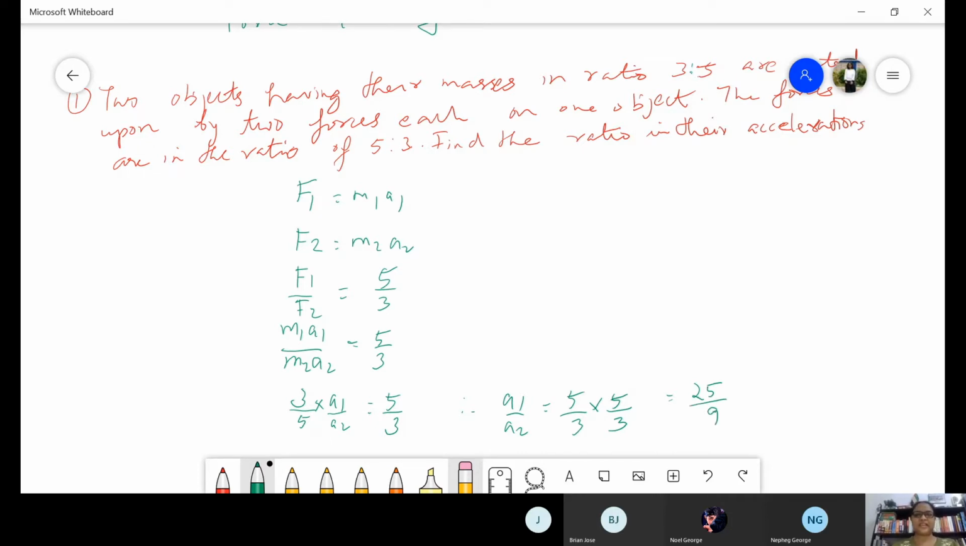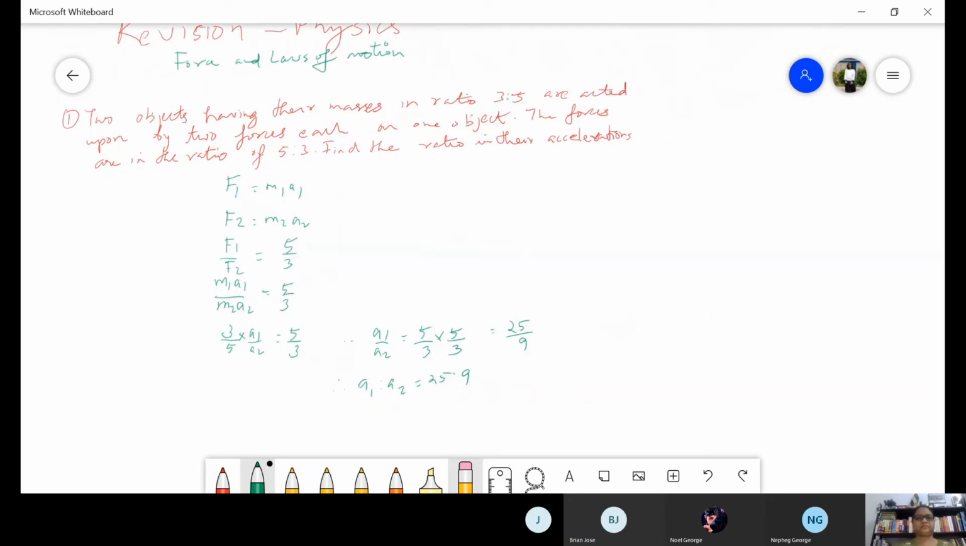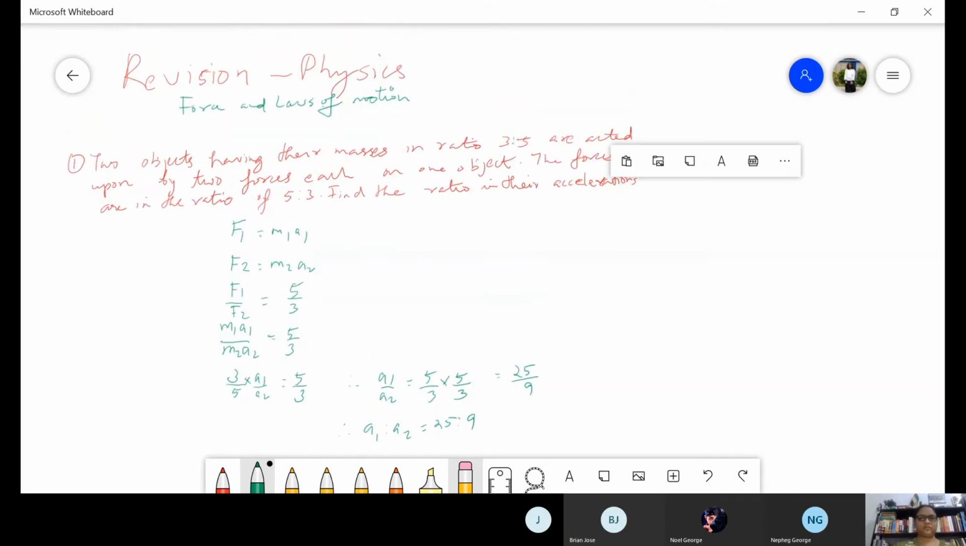So what is the ratio of the acceleration? It is 25:9. So you write a1 is to a2 is equal to 25:9. I hope it's clear. Yes, ma'am. That is how you solve these type of questions.